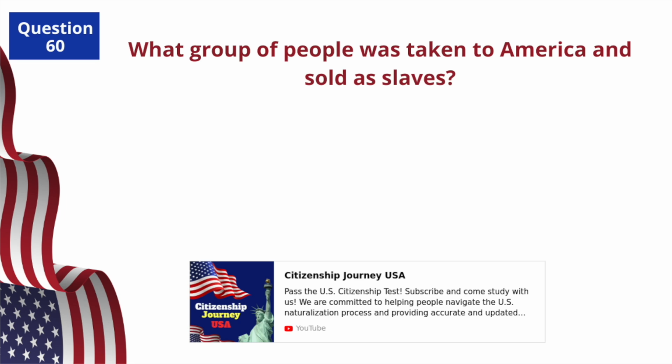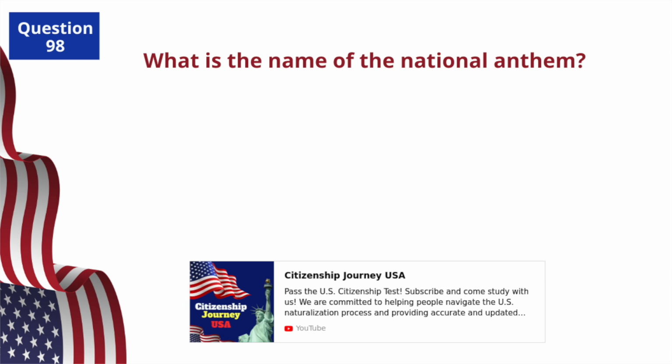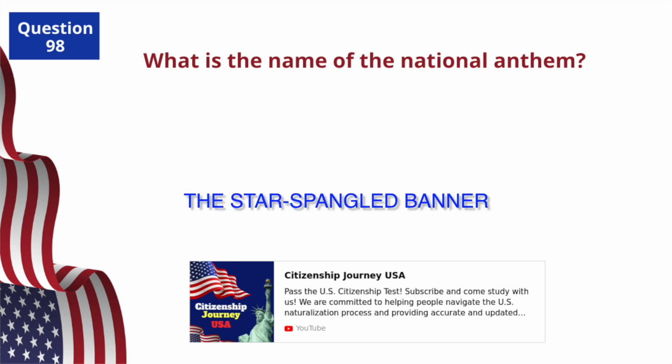What group of people was taken to America and sold as slaves? Africans. What does the president's cabinet do? Advises the president. What is the name of the national anthem? The Star-Spangled Banner.